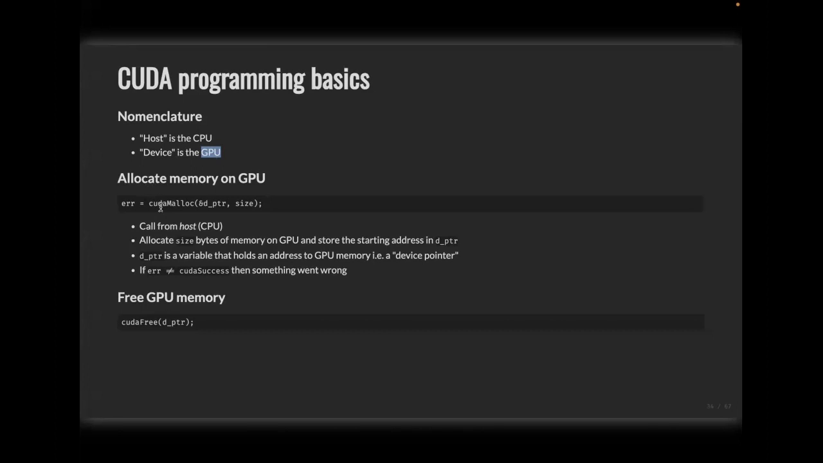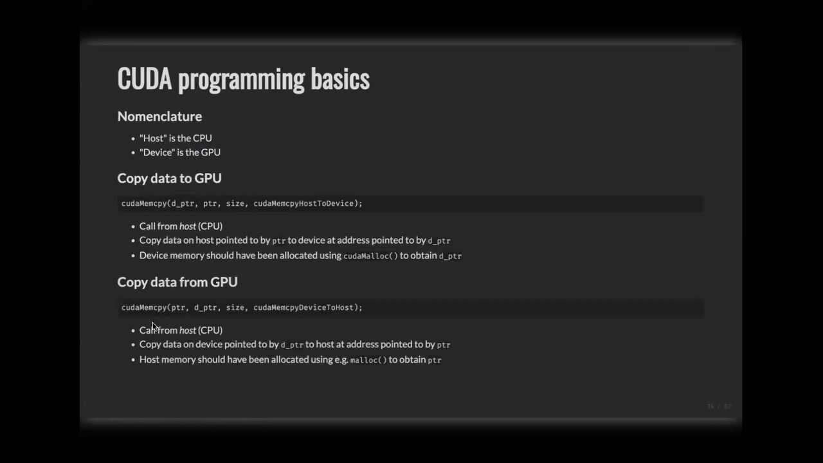So the first function that you will inevitably want to run is this CUDA malloc command, which just says, allocate some memory on the GPU and return to me a pointer to the GPU memory. So there's a CUDA malloc and there's a CUDA free. Then the second command that you probably want to use is a memcopy.